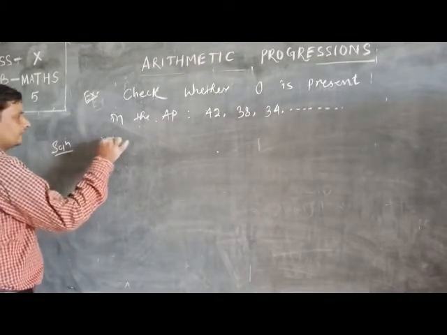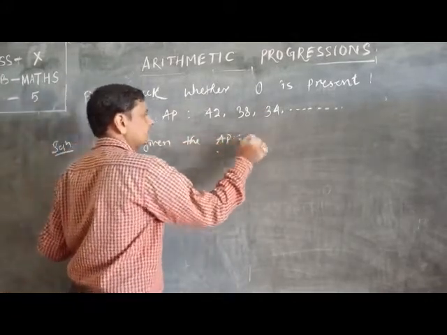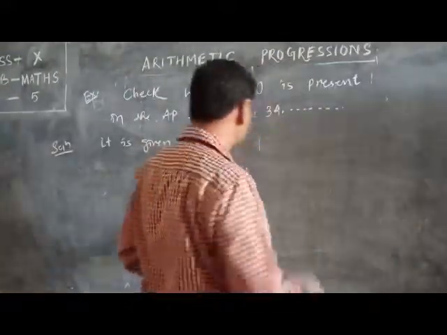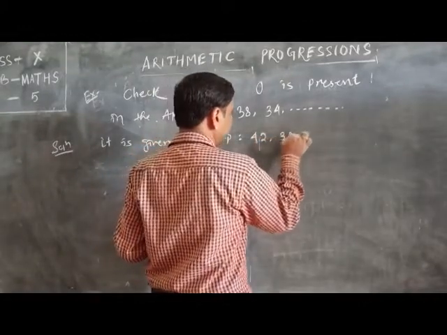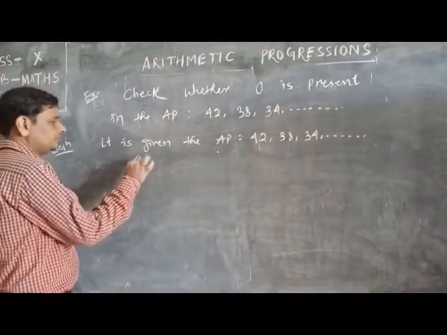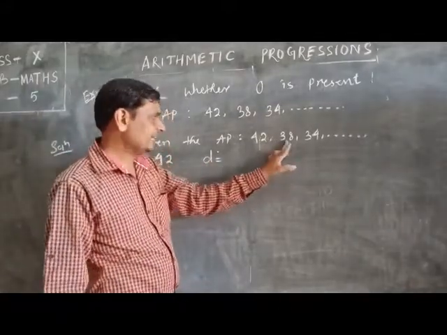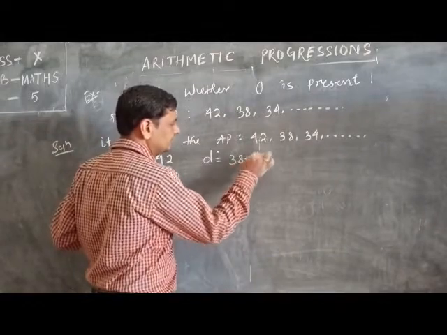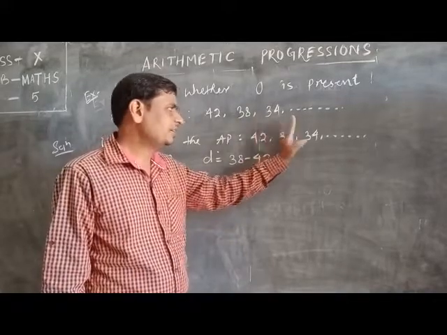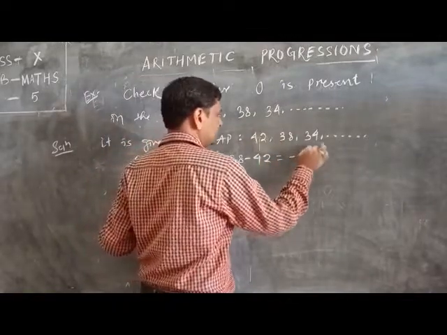It is given the AP 42, 38, 34. The first term of this AP is 42, and the common difference of the given AP is 38 minus 42. Always we have to subtract any term from its succeeding term. 38 minus 42 is equal to minus 4.